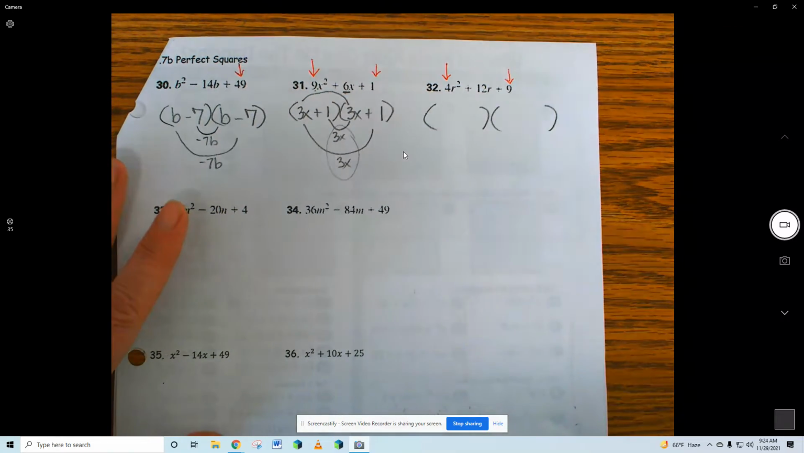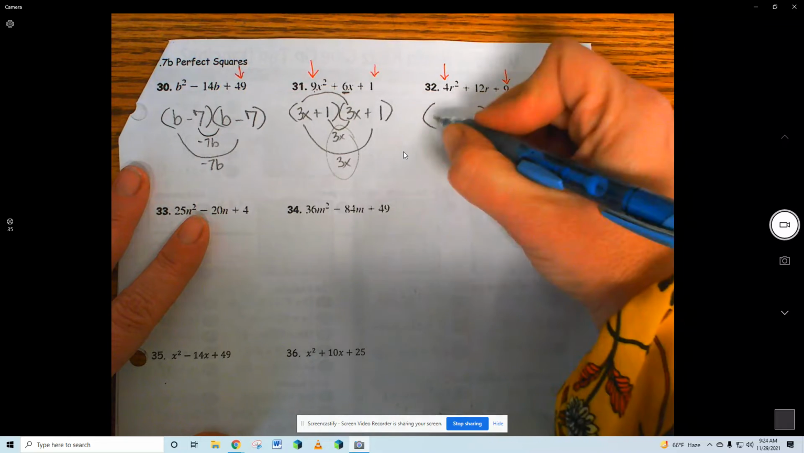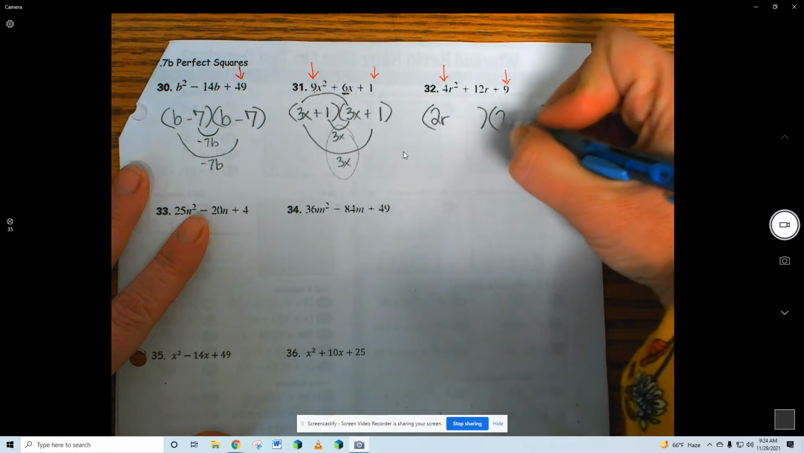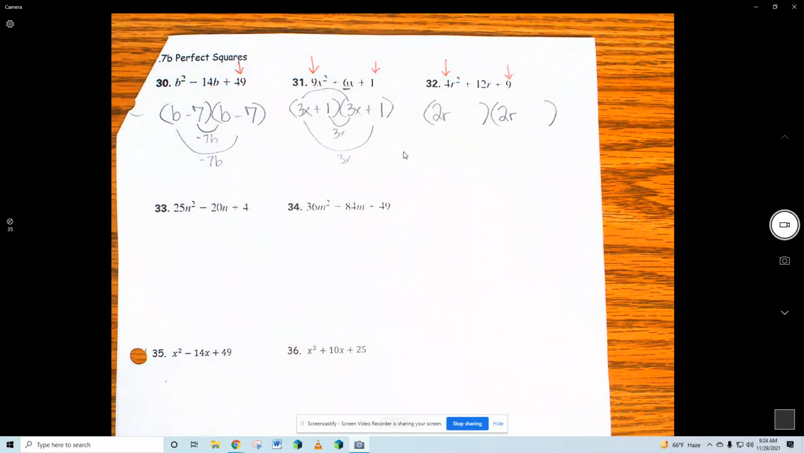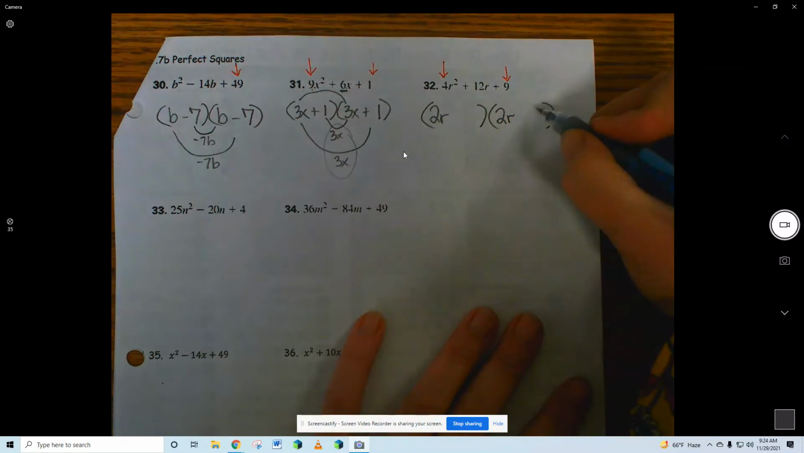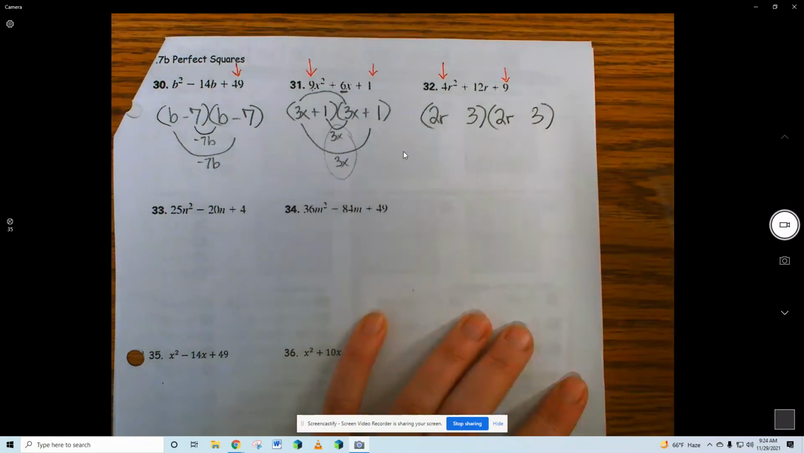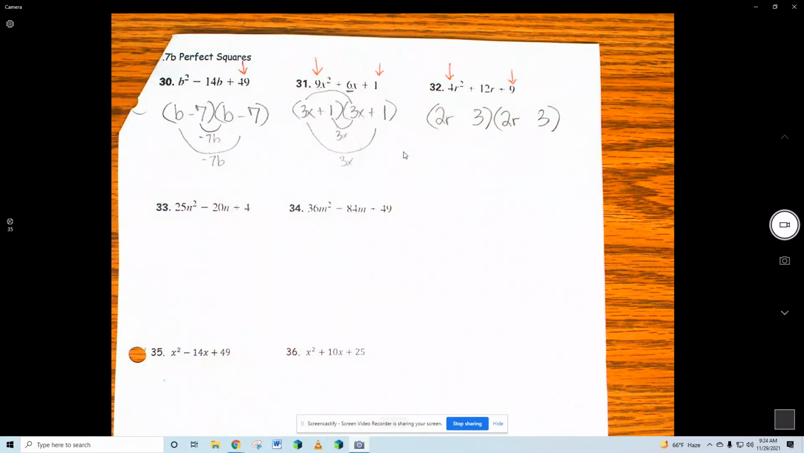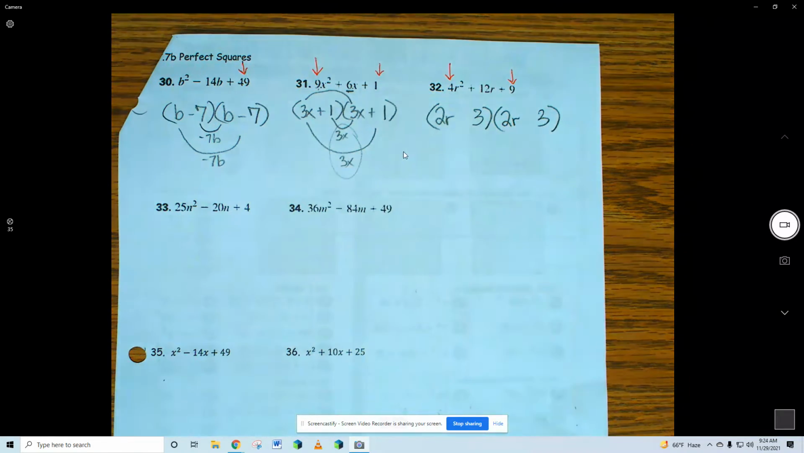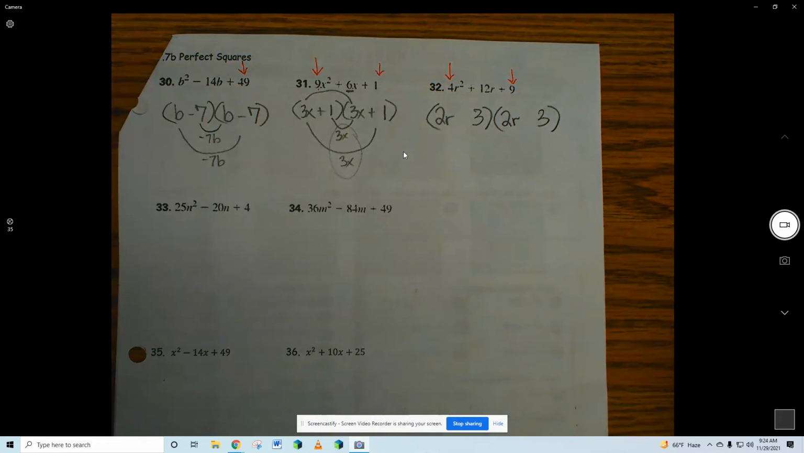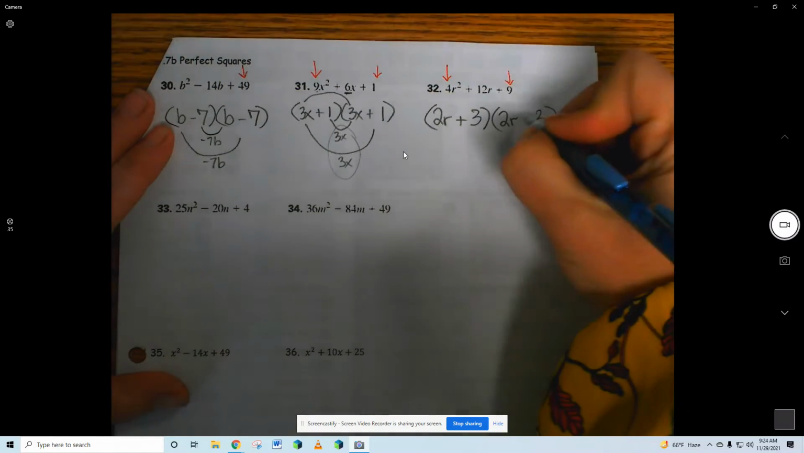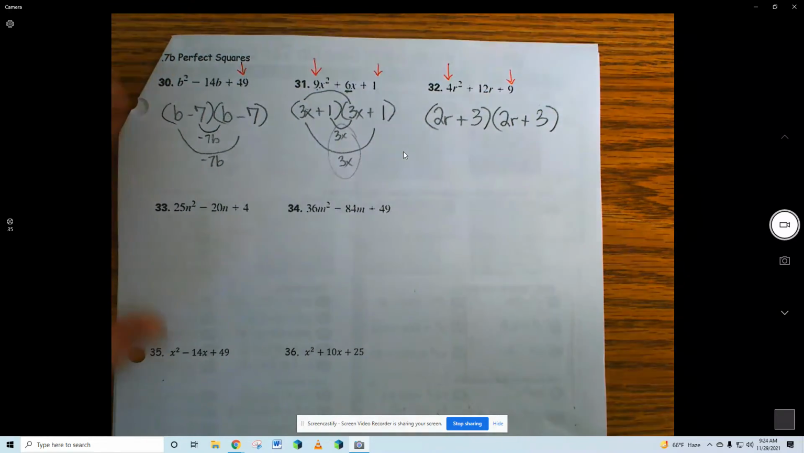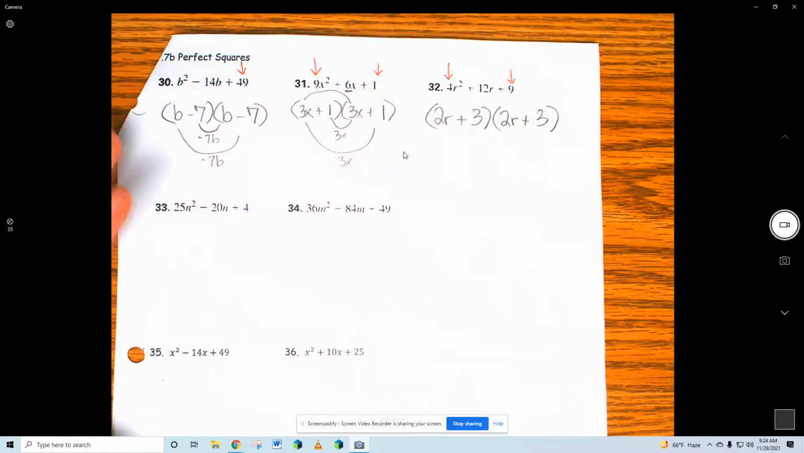4 was made by doing what number? 2r and 2r. Good job. 9 was made by what? 3. So I do my signage last. It's all plus signs here. I'm going to have plus signs in my answer. Plus, plus. You guys think this is easy or hard? Is it harder once I got to 31 and 32? Does that make it more difficult?